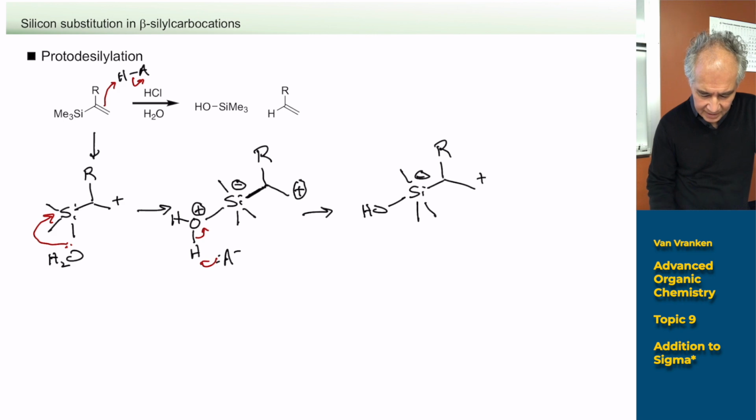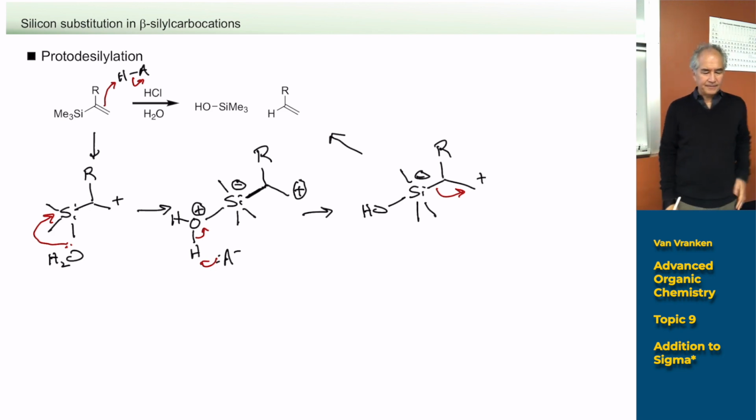And now we're going to make that silicon-carbon bond lean over here and give its electrons to that carbenium ion. And that's what gives us our final alkene and our silanol byproduct. Okay, so get used to this kind of combination of charges.